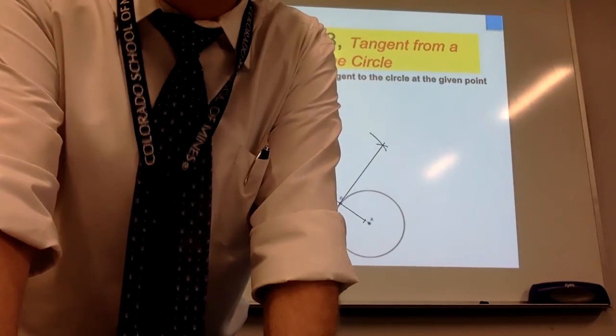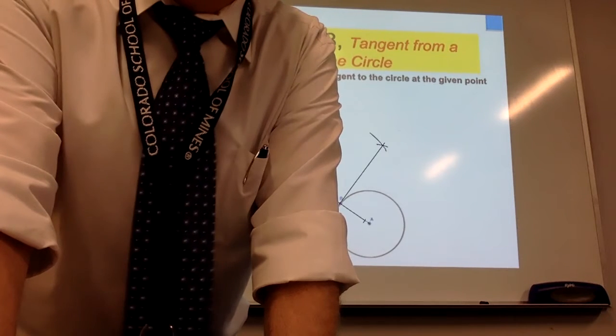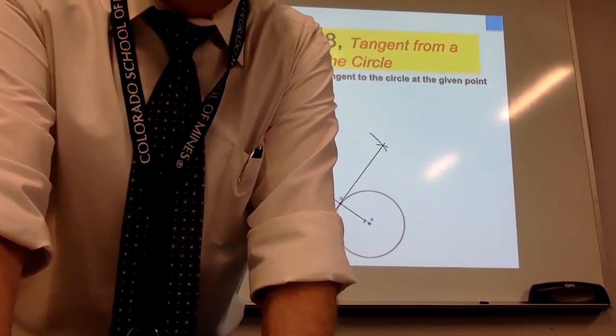Is there a specific way to symbol when you say a tangent line? Oh, good one. It's like CD is tangent. Okay. Yeah. Good one.